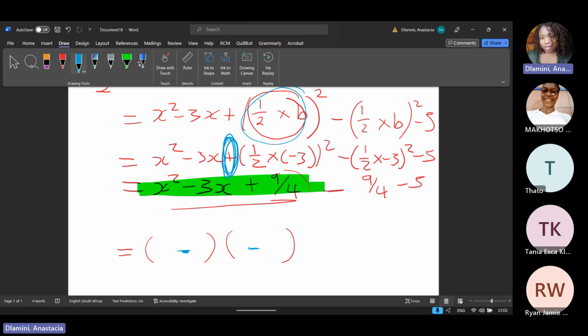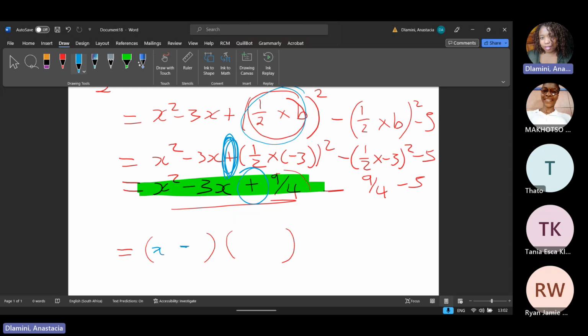With completing the square, do not hesitate. Take whatever is inside here. So this will be x minus, the signs will be the same, because of this positive here.